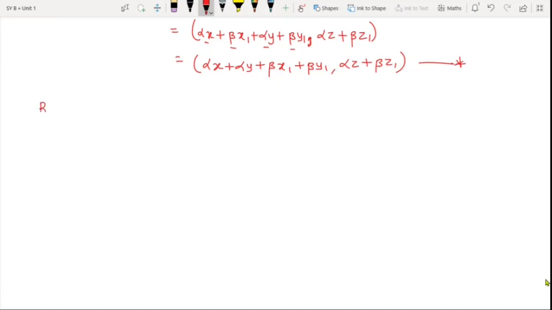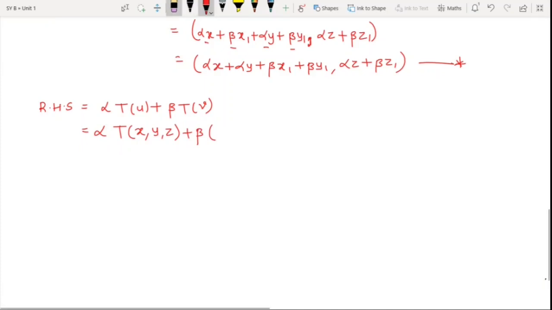Now let us go for RHS. So what was my RHS? Alpha times T of u plus beta times T of v, which is further equal to alpha T of my u, which is (x, y, z), plus beta T of my v, which is (x1, y1, z1), which is equal to alpha.